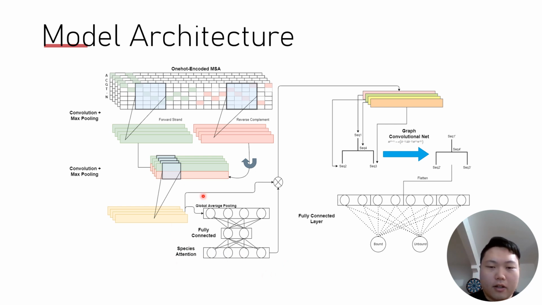Then the species attention module applies species-wise attention to our representation for each species, and this scaled representation of each species is aggregated with the species located in the neighboring nodes in the phylogenetic tree using graph convolutional networks. The node embeddings of this graph convolutional network are then flattened and passed through a fully connected layer to predict whether this multiple sequence alignment block is bound by a transcription factor or not.